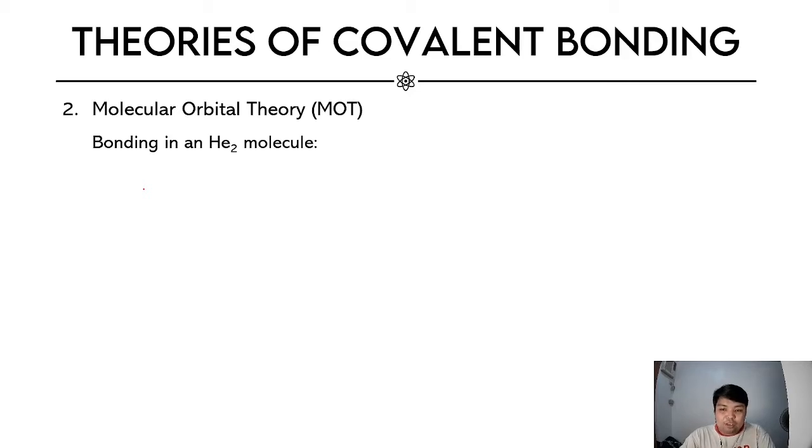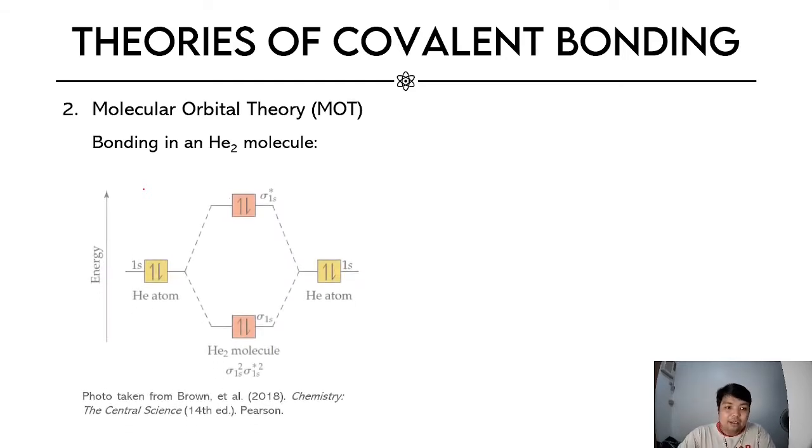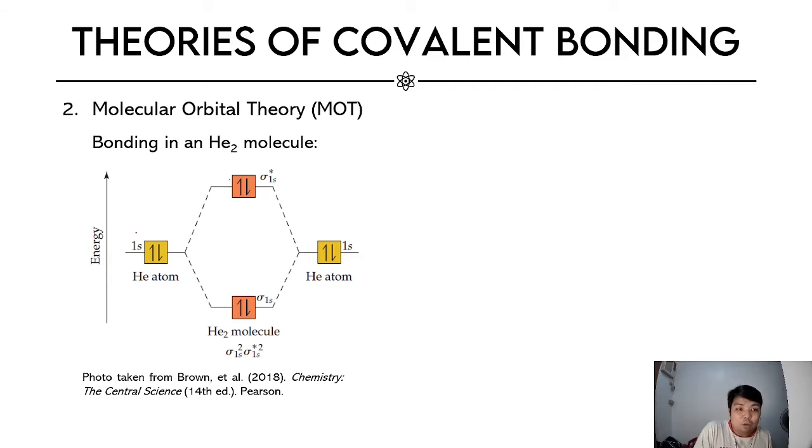Let's have an example. Let's try drawing the bonding of an He2 molecule. Its molecular orbital would look like this. Remember that each helium atom will hold 2 electrons in its valence orbital, which is 1s, and those valence orbitals will combine in a sigma-like overlap to form your sigma bonding and your sigma antibonding orbital.